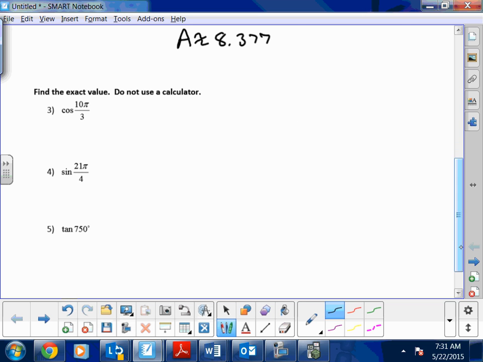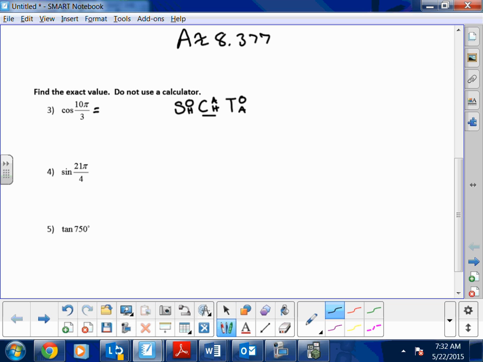This one, they want you to find the exact value and not use a calculator. This is going to involve the use of SOH CAH TOA. And what we're going to do specifically with the first one is we're going to use this one, which means that we're going to be looking for the value. Actually, you know what? These are related to SOH CAH TOA, but we're going to get the values directly from the unit circle.